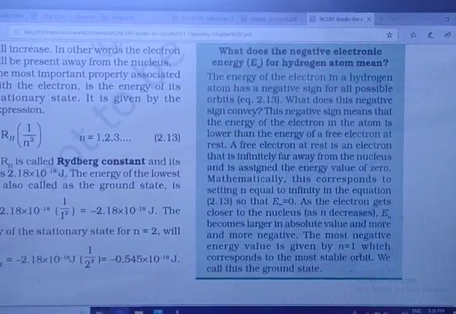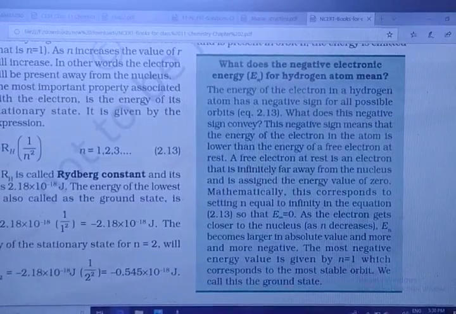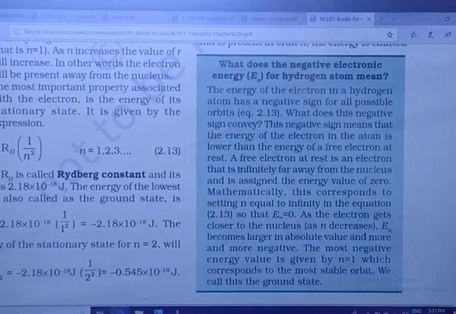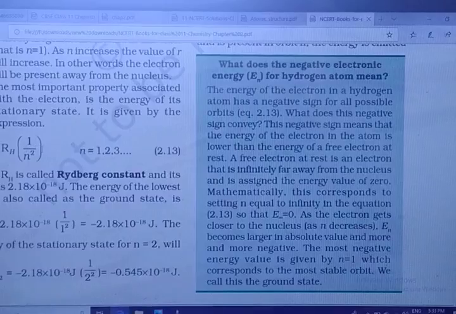Very important question. Each and every part of NCERT we must read. We must not leave a single concept, because as we get a concept, at that time we should read everything. So let's start. What does the negative electronic energy En for hydrogen atom mean? The energy of the electron in a hydrogen atom has a negative sign for all the possible orbits. All the possible orbits means, you can see in this equation, En is equal to minus RH 1 upon n square, where n is equal to 1, 2, 3.